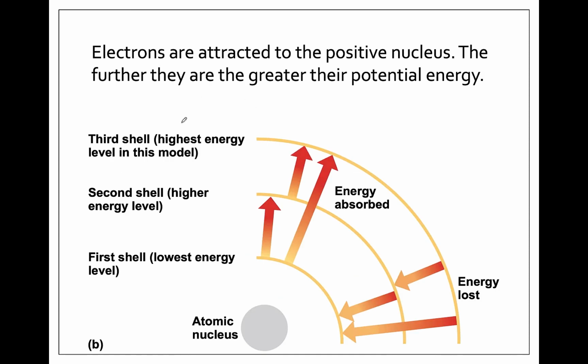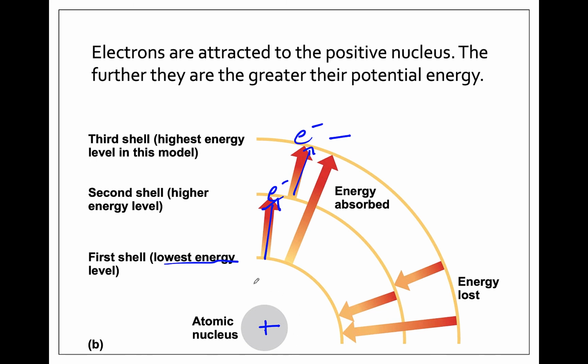So here you can see a better drawing of that. This first shell has the lowest level of energy. So if I were to absorb energy, I could go from the first shell to the second shell, assuming I'm an electron. And if I absorb more energy, I can go from the second shell to the third shell, because I've got this negative particle being pulled away from a positive nucleus.